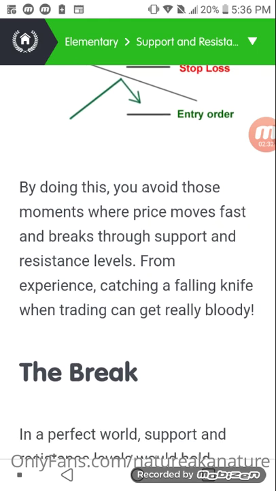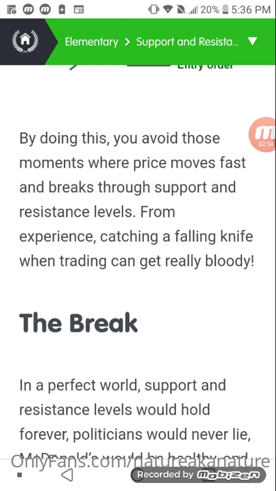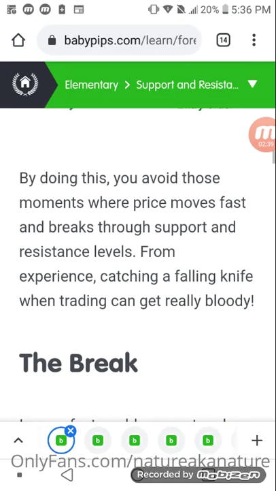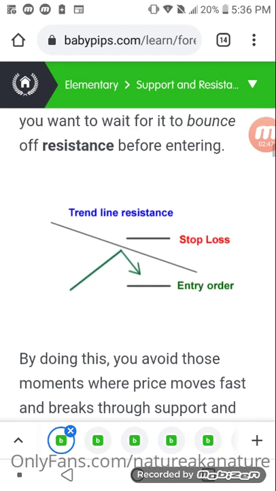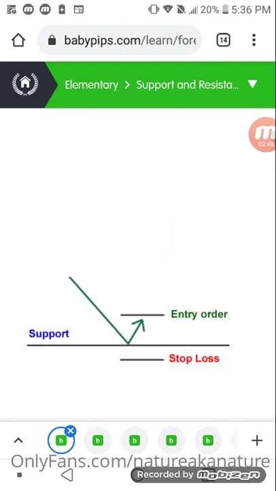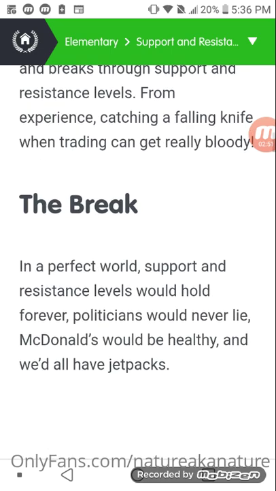From experience, this is like catching a falling knife. When traders do that, it can get very bloody. So this is a very conservative way, a way where you won't lose your money: just wait for price to bounce off the resistance line or the support line, and then enter the trade. Same thing with the break, though.